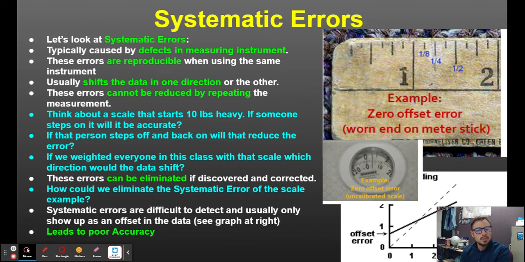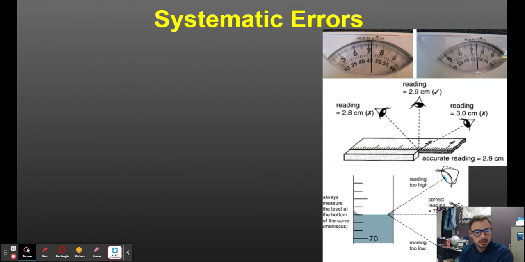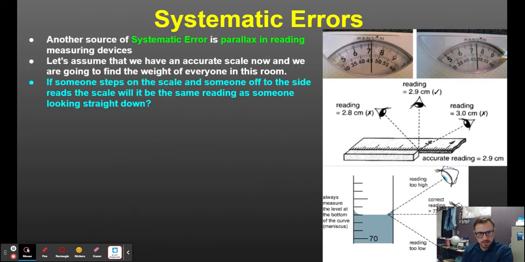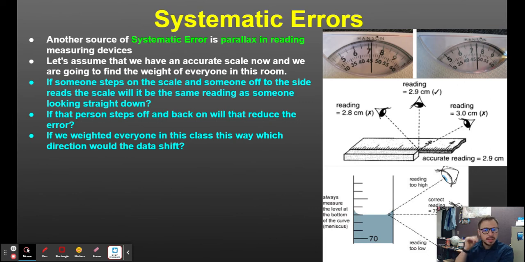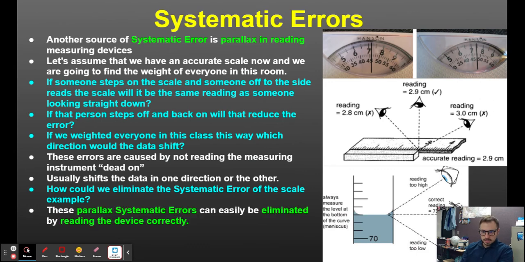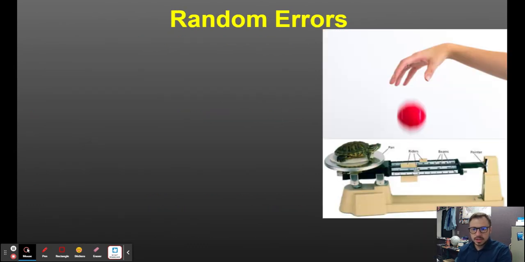And they lead to poor accuracy, right? That scale would read the same every single time. It's going to be precise, but it's not going to be accurate or close to that accepted value. Also, parallax reading is the same one. If you're reading a measurement off center, you're going to read it not close to that accepted value. So they can be eliminated by reading the device correctly.